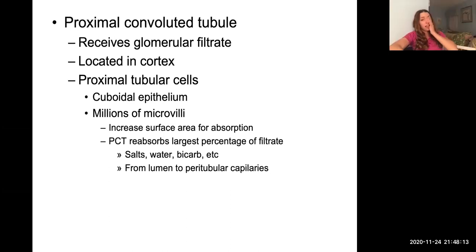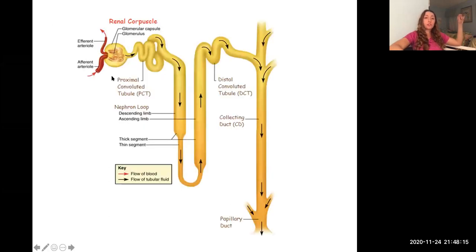Okay, so in the proximal convoluted tubule, right here, that's where most filtrate reabsorption happens. That's where you're getting most of your stuff back. Most of the water comes back, about 65% of the water, and that is because there are microvilli, which enhance the surface area. And whenever you enhance surface area, you enhance diffusion and all the stuff that you need to go. Basically, that's very good. We like that. We get more water back.